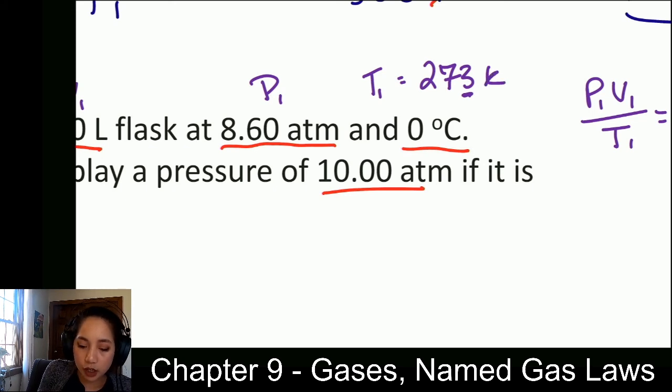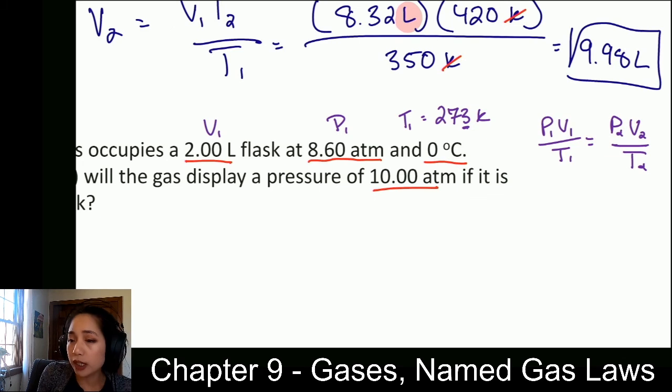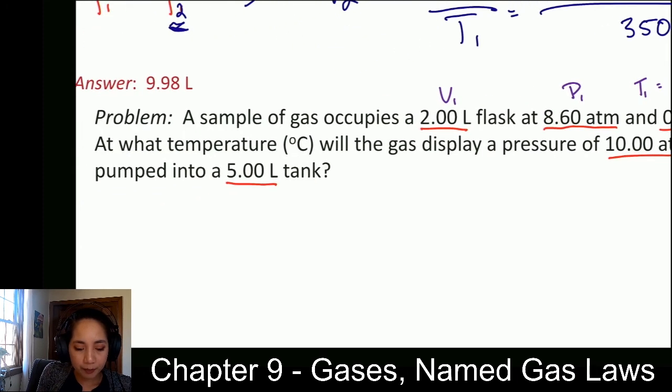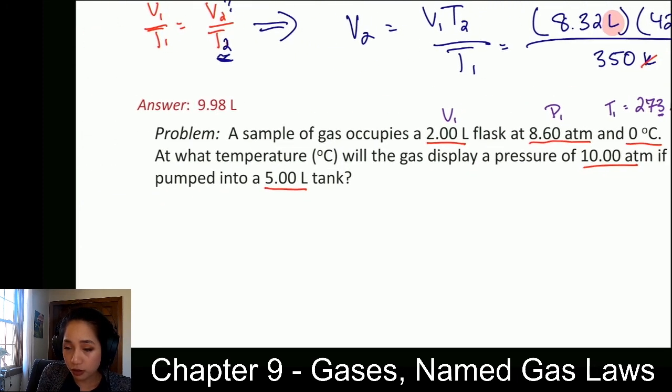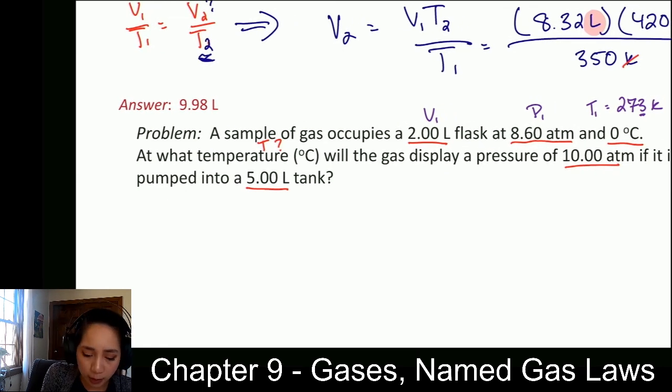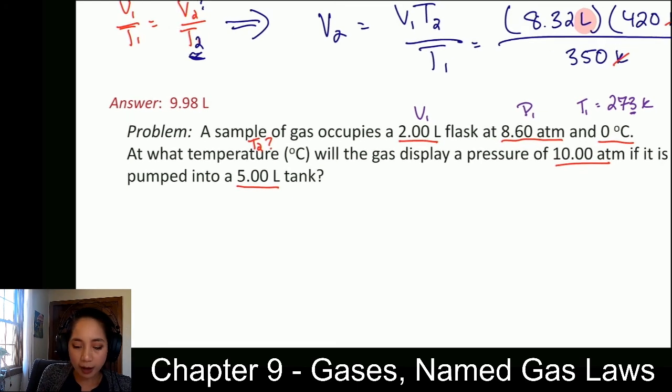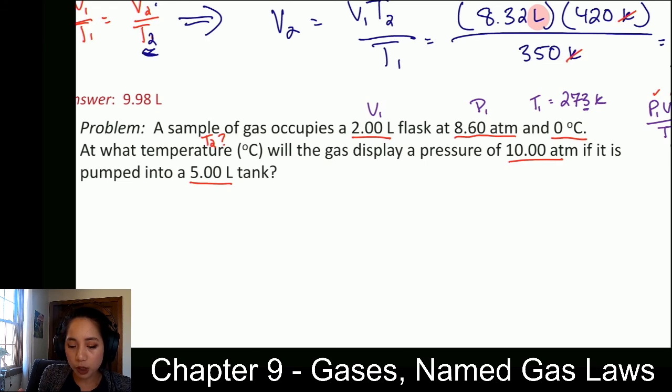All right, so we have defined P1, V1, and T1. So I'm just going to put little check marks there because I know all three of those. Next, it says, okay, at what temperature? So we're solving for a temperature. And we already know T1, so this temperature must be T2. It's, what is the new temperature that the gas will display at a pressure of 10 atm.